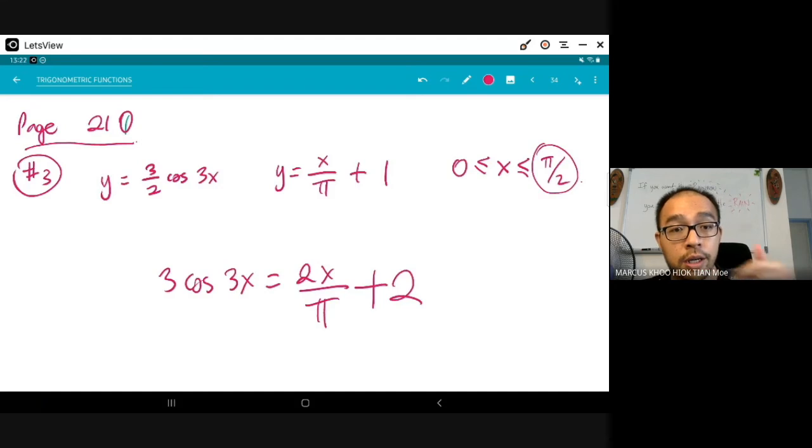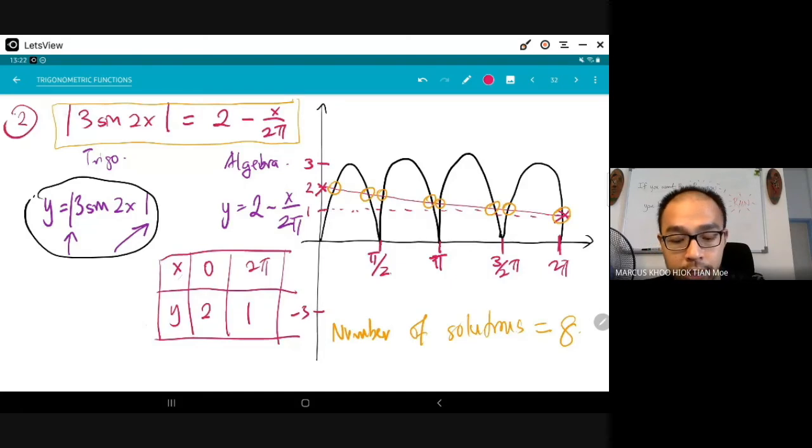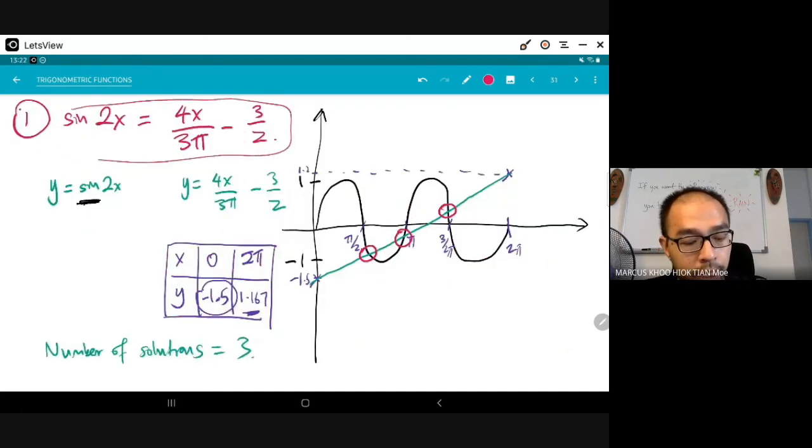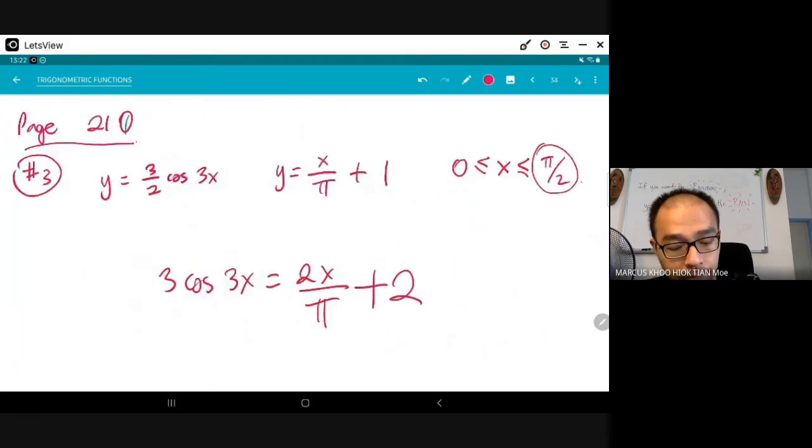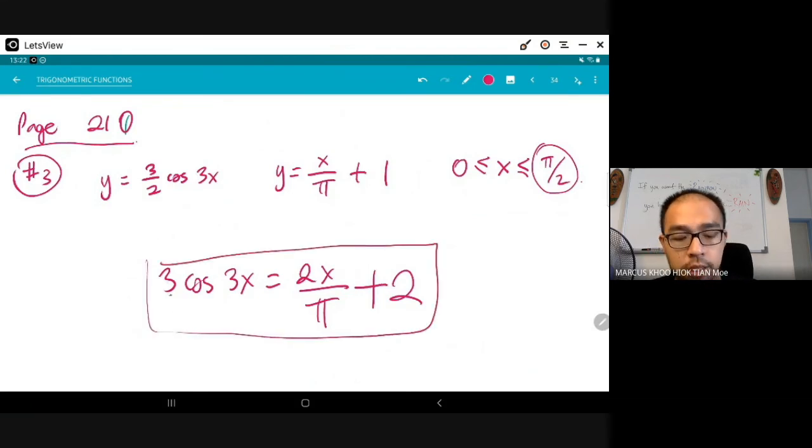Now, if you remember from our question just now, whenever we have an equation like this, we immediately split it into 2, because it looks very similar. But what happens if you have this question? You see, it doesn't look like this. This is 3, but this is 3 over 2. This is 2, but this is x over pi. So sometimes you will have to rework this equation so that it follows the 2 graphs that we need to draw.